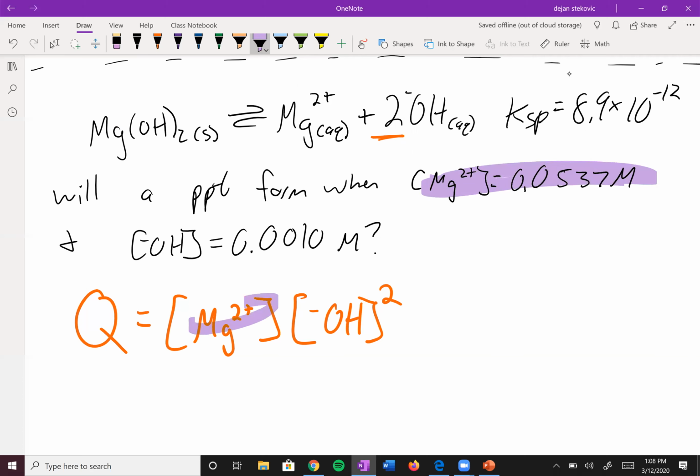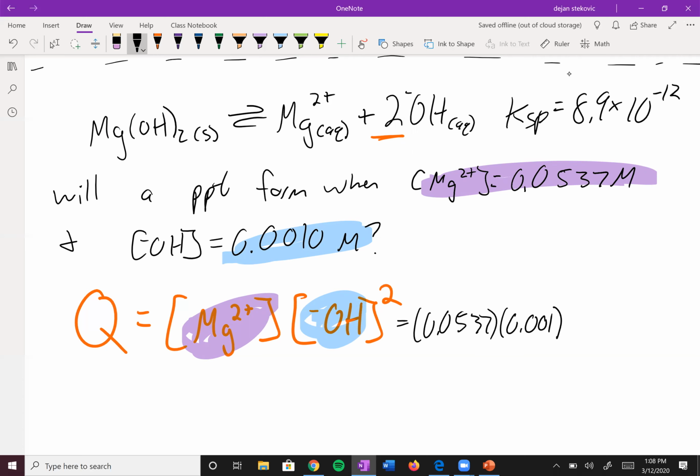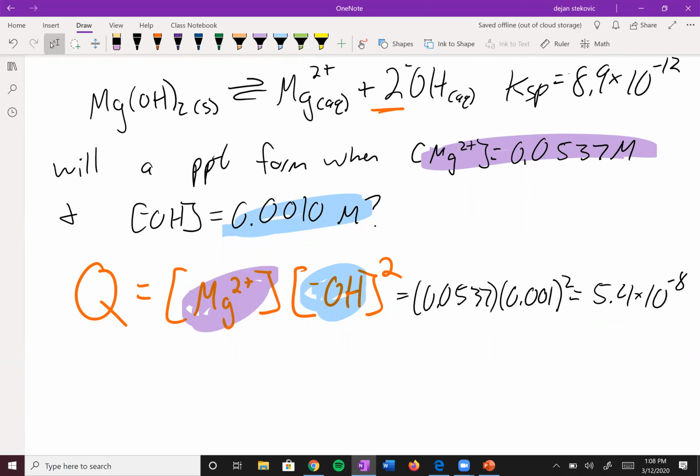You have the concentration of magnesium, go ahead, plug that into there. You have the concentration of hydroxide, go ahead, plug that into there. And I got 5.4 times 10 to the negative 8. Is that what you guys got? Hopefully. Well, you know K is always products over reactants, so Q is always products over reactants, right? And then in this case, we're talking about solubility. The reactants are always a solid, so we always ignore them.